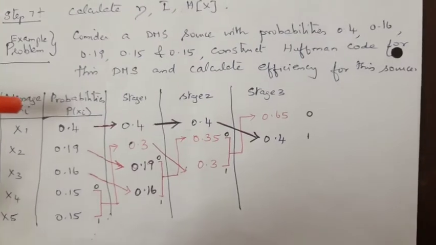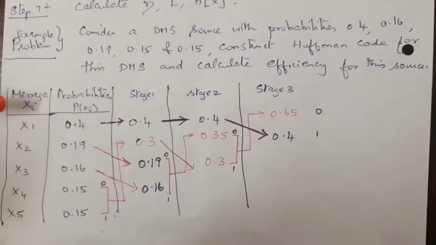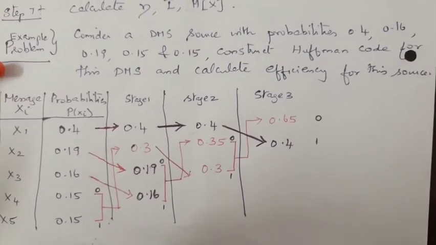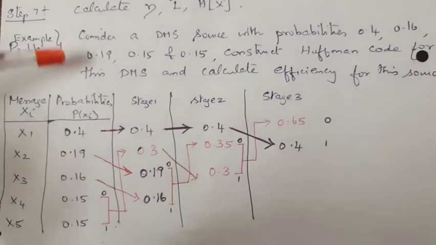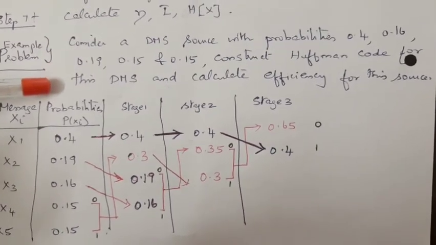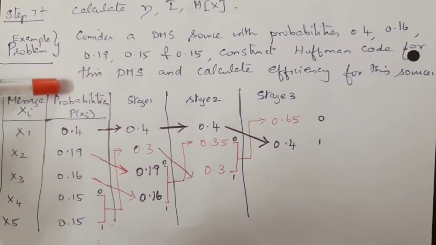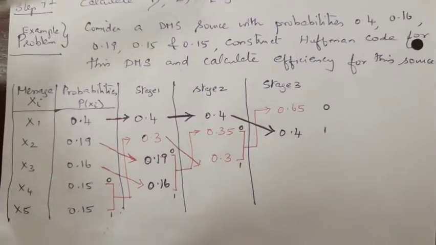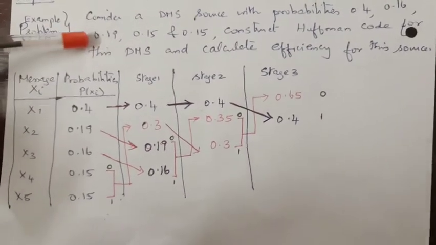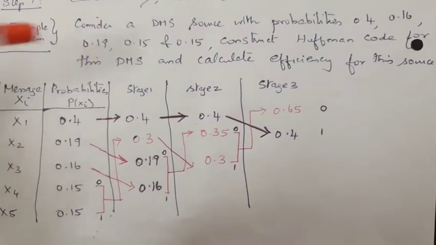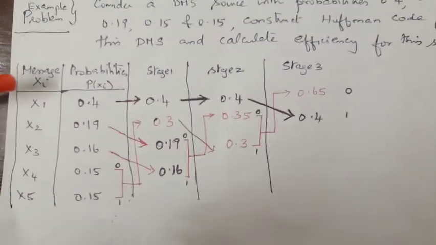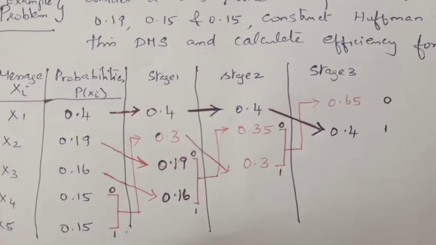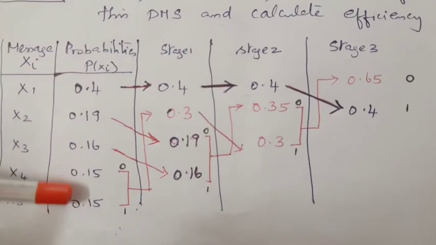Now to see how it functions, let us consider an example problem statement. Consider the same problem statement I have taken as in Shannon-Fano. You are going to consider a DMS source which has 5 probabilities of the values 0.4, 0.16, 0.19, 0.15 and 0.15. Now we are going to construct a Huffman code and calculate the efficiency of the system. So come with the tabulation. First you have 5 probabilities. So rearrange the probabilities according to the decreasing order. So that is your step 1.